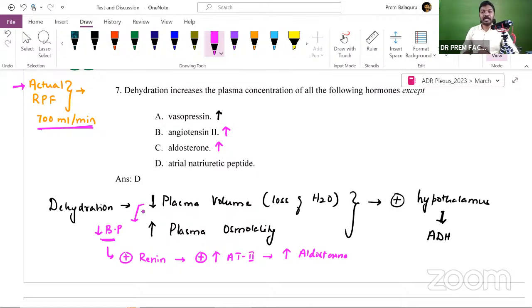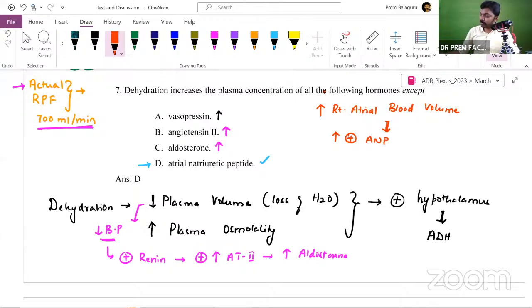So what cannot be increased under this circumstance? It is going to be atrial natriuretic peptide, and hence ANP is the right answer. When is atrial natriuretic peptide getting released? Whenever there is going to be increased right atrial volume. Whenever there is going to be increased right atrial blood volume, this is going to increase the synthesis of atrial natriuretic peptide. This leads to excretion of more sodium and excretion of more water.